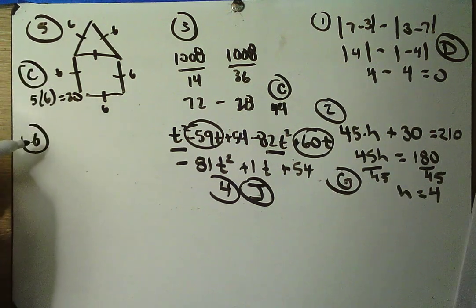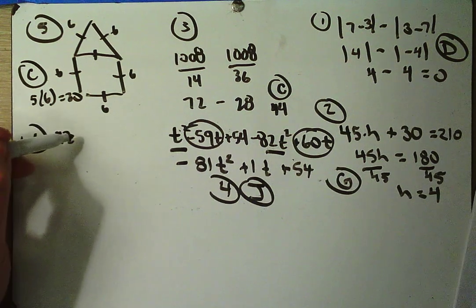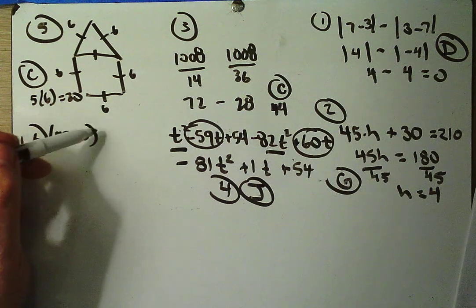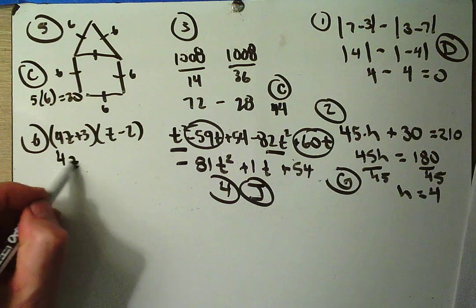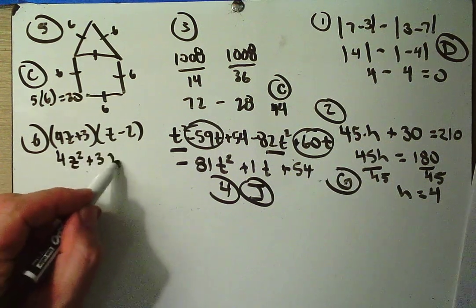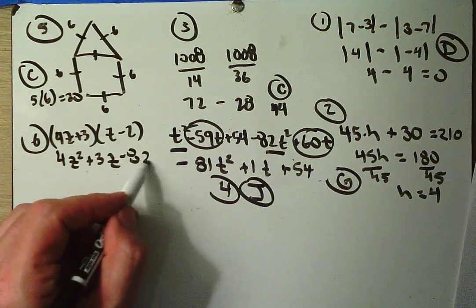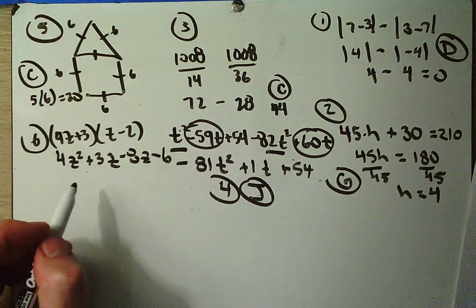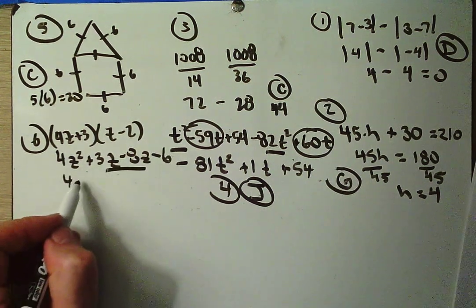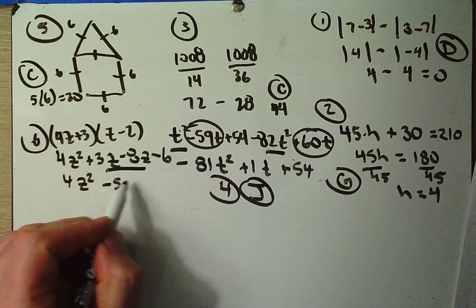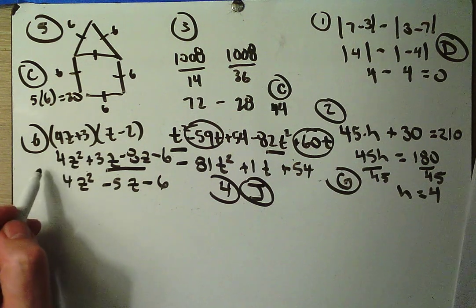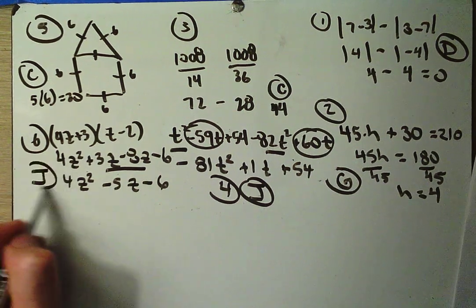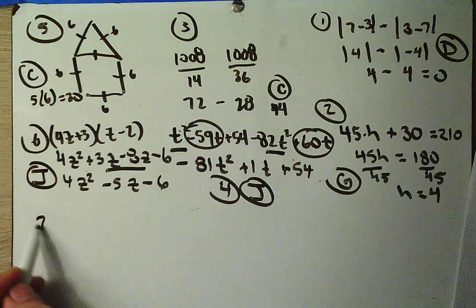Number 6. The expression 4z plus 3 and z minus 2. I get 4z squared plus 3z minus 8z minus 6 when I FOIL. And if I combine like terms, 4z squared minus 5z minus 6. And that corresponds to choice J. J for number 6.